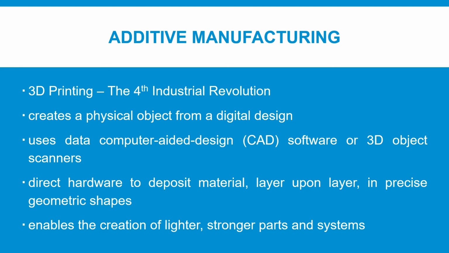You can also use 3D object scanners to scan an object for digitized data. Here, the hardware places the material layer upon layer in precise geometric shapes for the creation of lighter weight, stronger parts and systems. Let us have a glimpse of this video on 3D printing using polymer material to capture the concept much more easily.